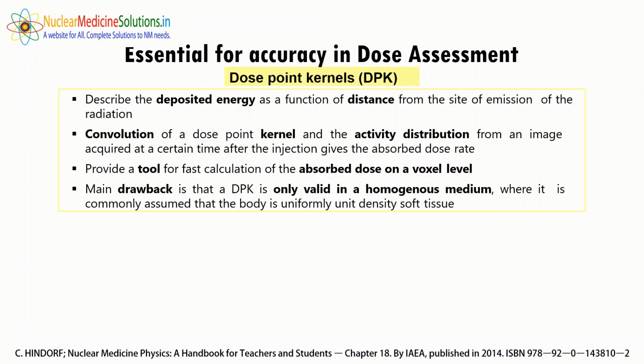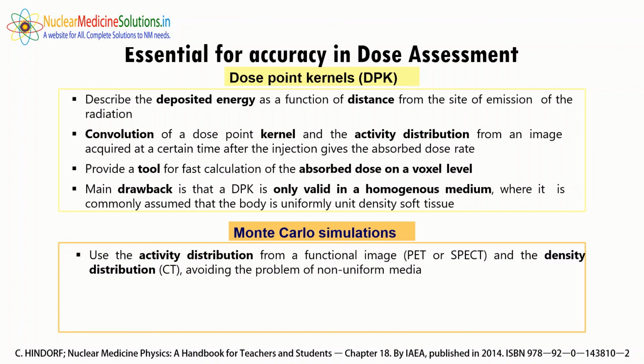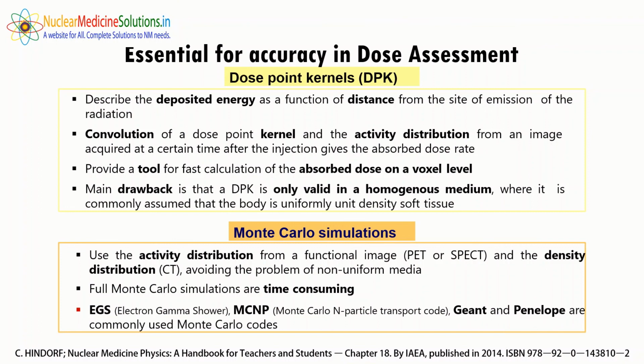unit density soft tissue. Monte Carlo simulations are also used, which use the activity distribution from a functional image, that is PET or SPECT, and the density distribution from CT, avoiding the problems of non-uniform media. The full Monte Carlo simulations are time consuming, and there are different simulation codes like EGS, that is Electron Gamma Shower, MCNP, that is Monte Carlo N-Particle transport code, GATE and PENELOPE, which are commonly used Monte Carlo codes.